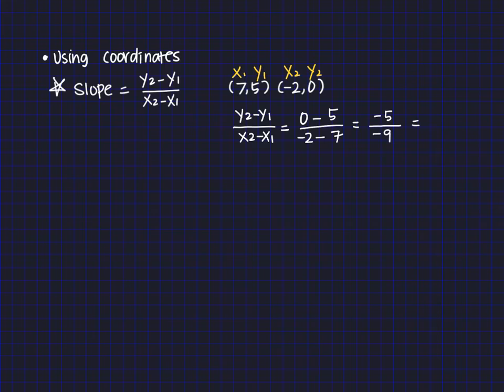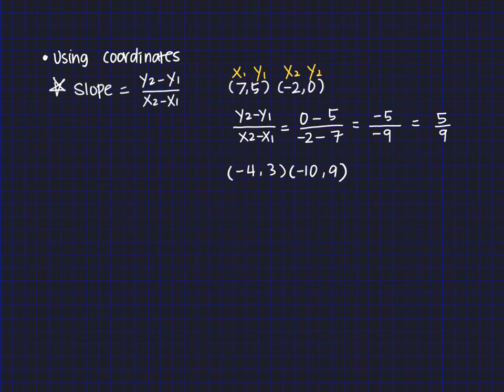When I have two negative numbers, I actually have a positive answer because negative 5 divided by negative 9 is going to give me a positive answer. So 5 over 9 is going to be my slope. So it's going to be a positive slope and it goes up. And I used the coordinates and the slope format to find out the answer.